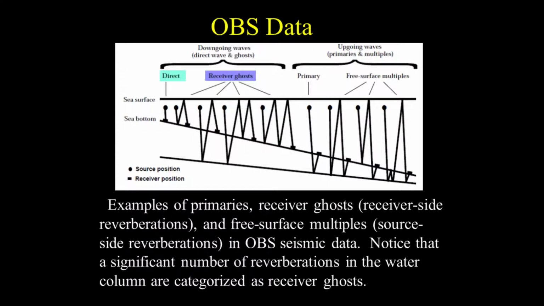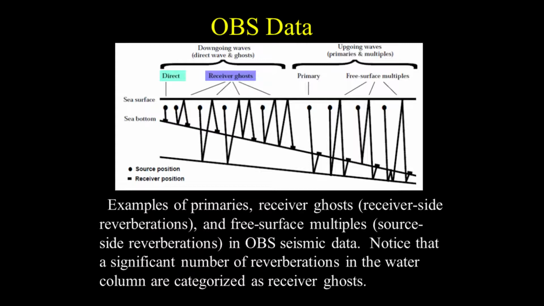Here are examples of primaries, receiver ghosts, that is, receiver side reverberations, and free surface multiples, that is, source side reverberations, in OBS seismic data. Notice that a significant number of reverberations in the water column are categorized as receiver ghosts.